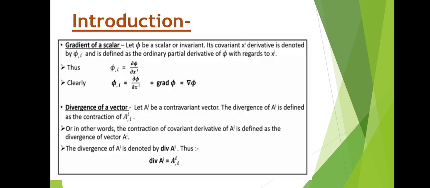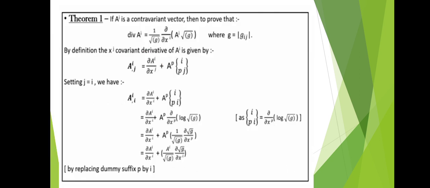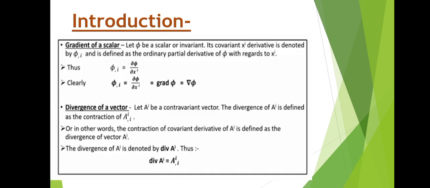Starting with the basic introduction of a gradient of a scalar. Let us define what is gradient of a scalar. Let phi be a scalar or invariant. Its covariant xi derivative is denoted by phi I and is denoted as the ordinary partial derivative of phi with regards to xi. Thus phi I is equal to del phi by del xi, which is equal to gradient of phi.